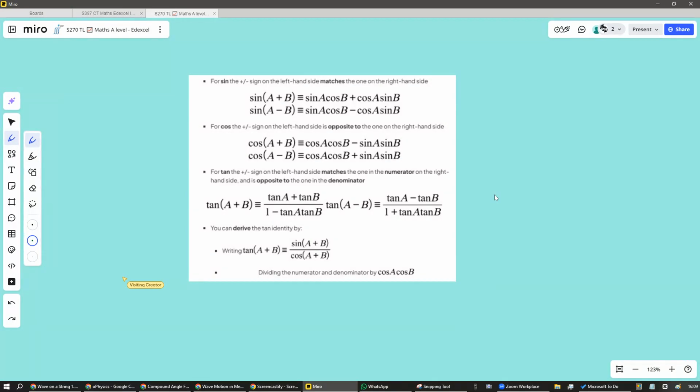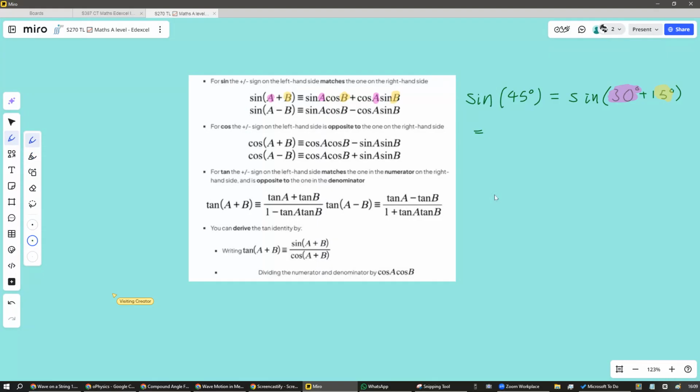Sine A plus B is equal to sine A times cos B plus cos A times sine B. So, for example, sine 45 degrees is the same as saying sine 30 degrees plus 15 degrees. If we follow this by getting some colour here, that could be our A, and the 15 could be the B.